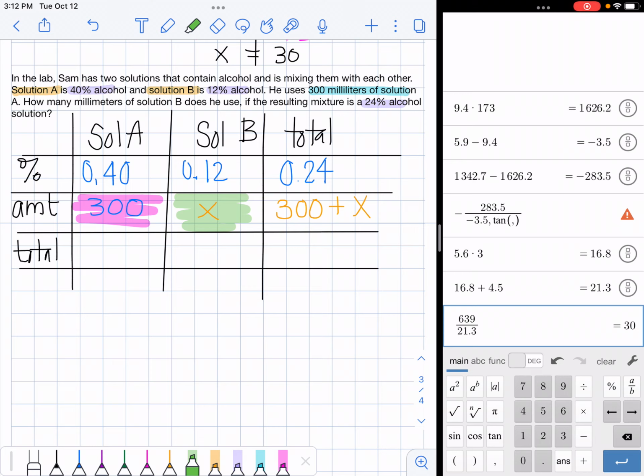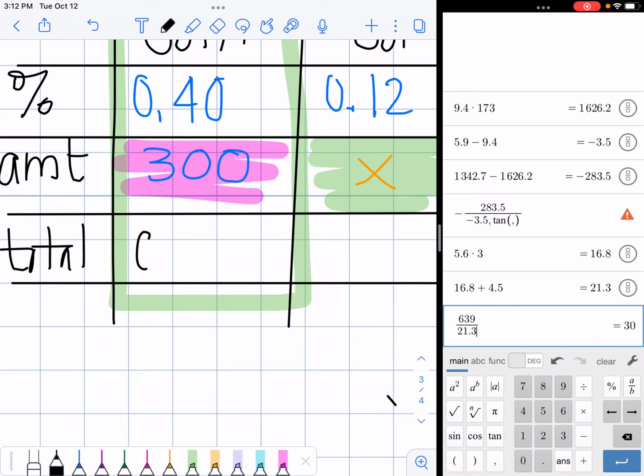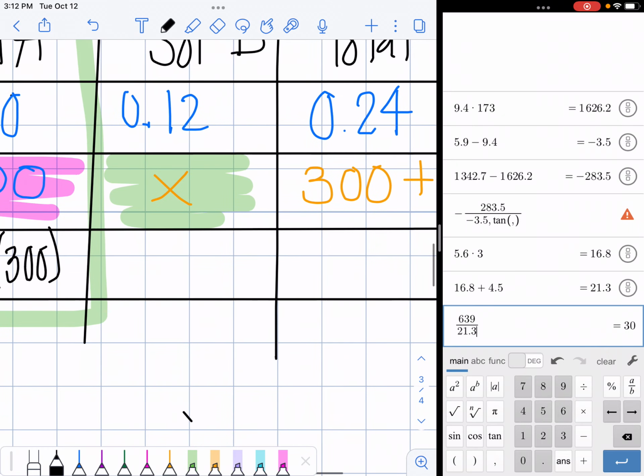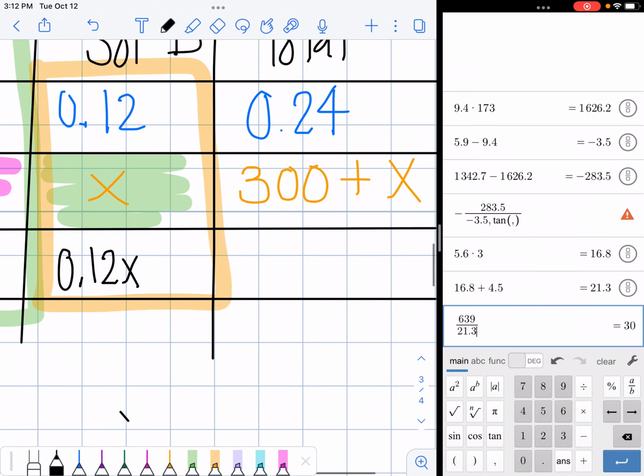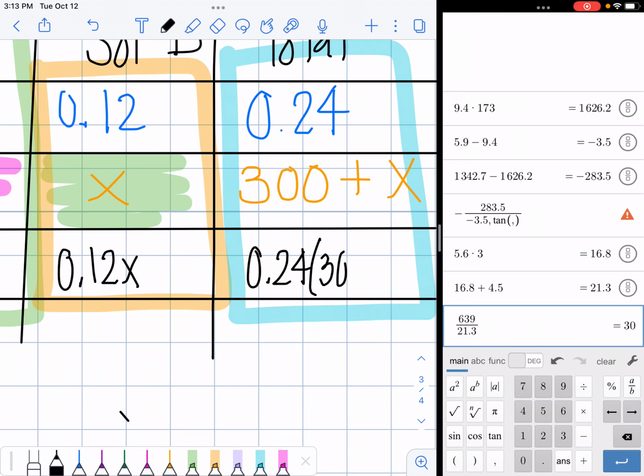Okay, now to find the total, remember we multiply the percent times the amount. So here I'm going to multiply 0.40 times 300. In this next box, I multiply the percent times the amount, so this one would be 0.12 times x. And in my last box, I multiply the percent times the amount, so 0.24 times 300 plus x.